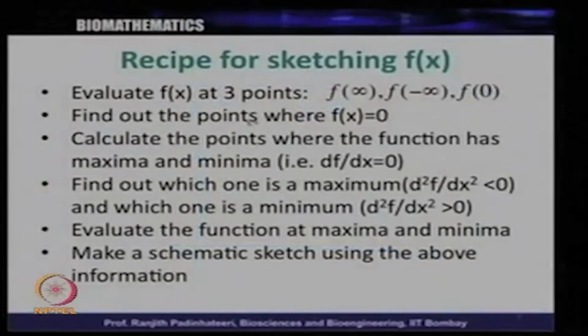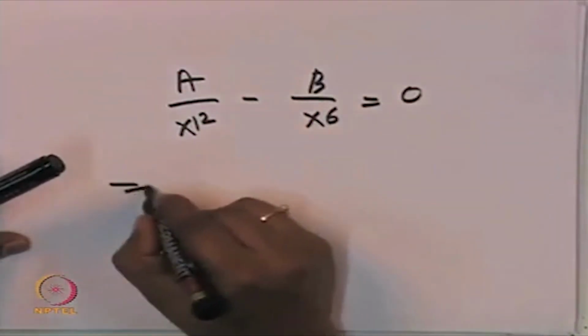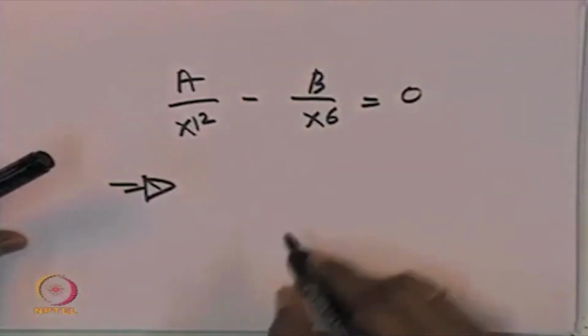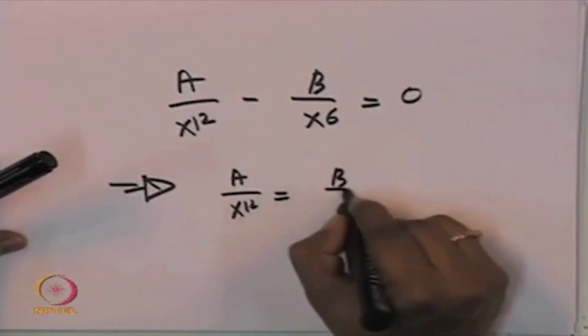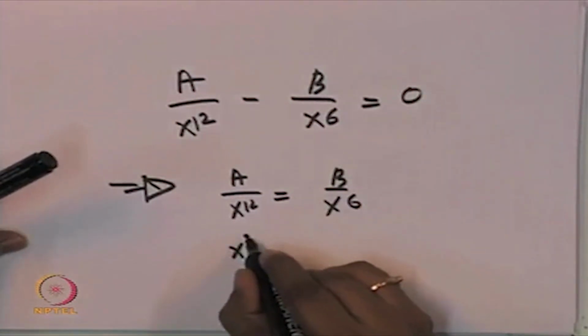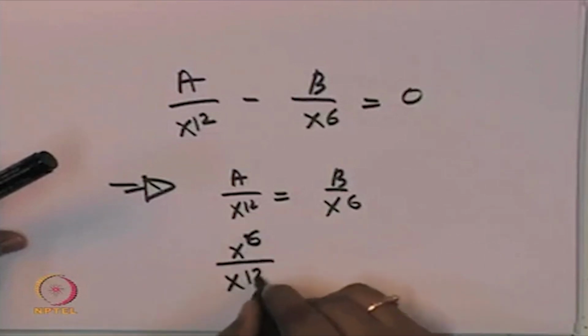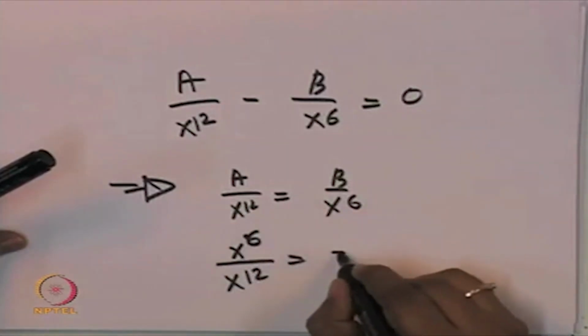The second recipe is to find out the point where f of x equal to 0. So, the next point is to find out where this function is 0. Let us quickly do this, protocol number 2, which is to find out where a by x power 12 minus b by x power 6 equal to 0. What does this imply? This means that a by x power 12 equal to b by x power 6.